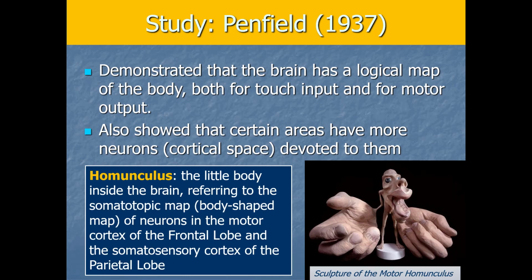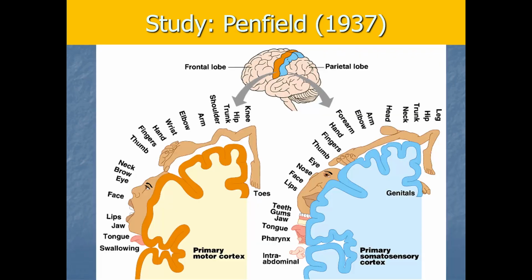The body-shaped map of neurons in the motor cortex, so the frontal lobe, right? And the other body-shaped map of neurons back in the somatosensory cortex of the parietal lobe. As you can see on that image we saw here before, the fingers, the toes, the mouth, some of those areas have tons of neurons dedicated to their function relative to the size of that body part. Whereas the trunk, even though the trunk is a big part of our body, right? There's not many neurons in the brain dedicated to processing touches in your trunk or to controlling muscles in your trunk.